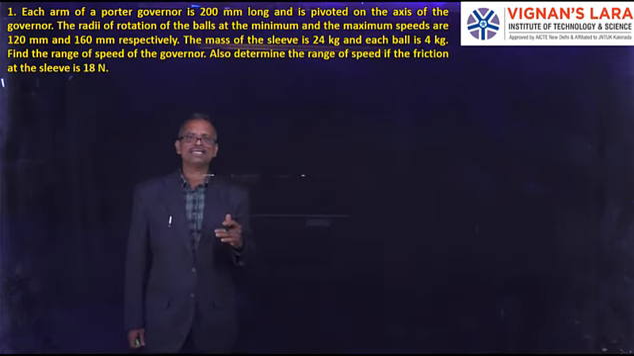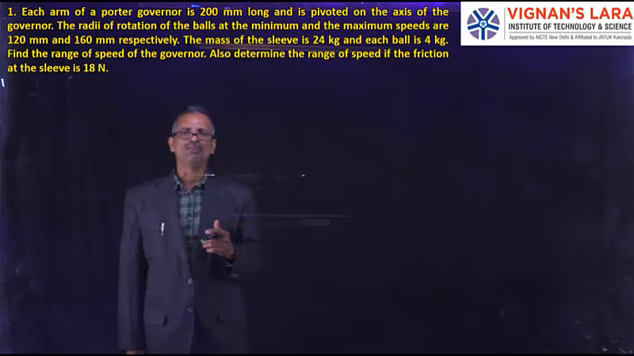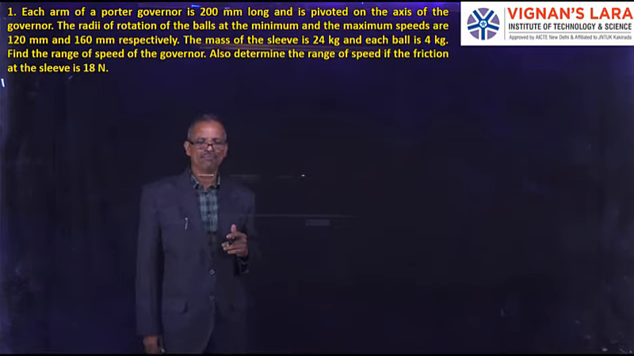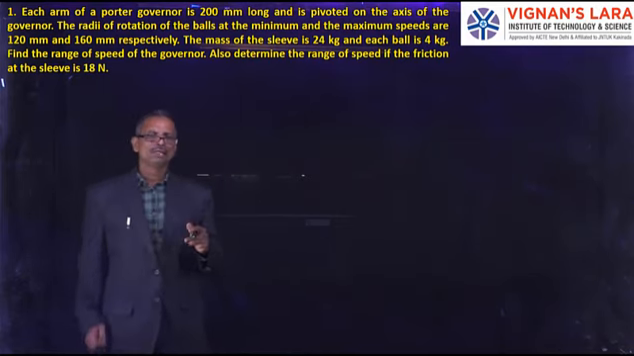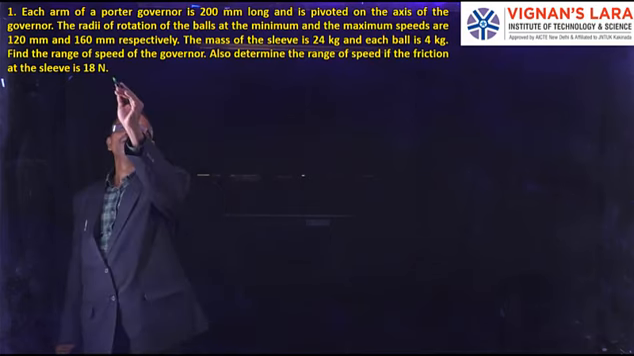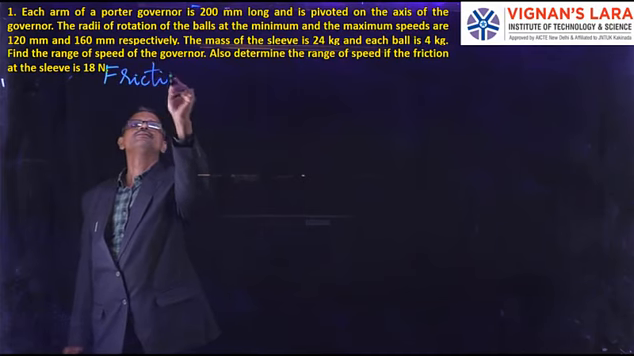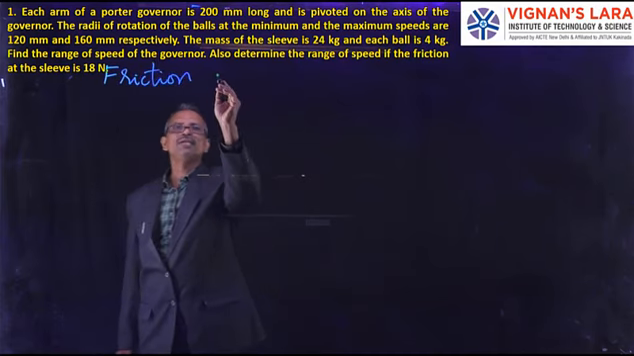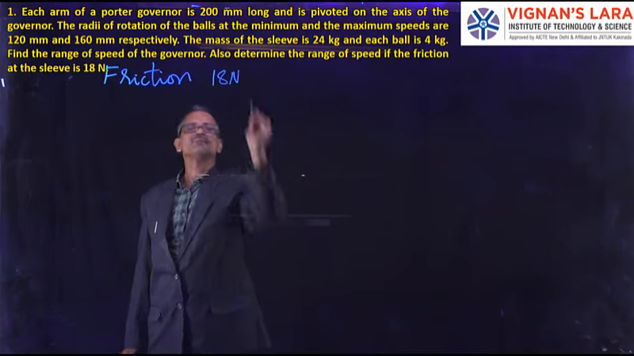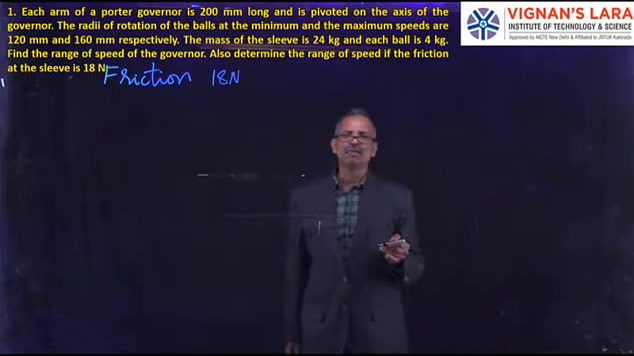Now let us see the second part of the problem. When you consider the friction, what will be the range of speed? Okay, so we are continuing the same problem by considering the friction. The friction is given as 18 newtons. So how do we consider the friction?